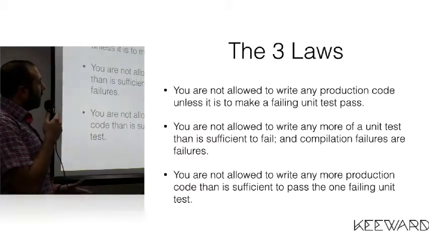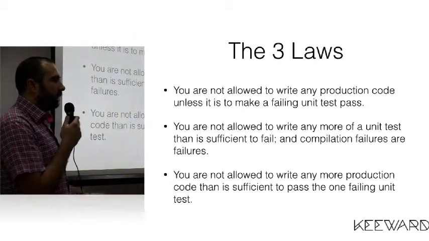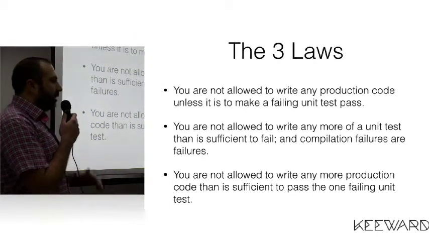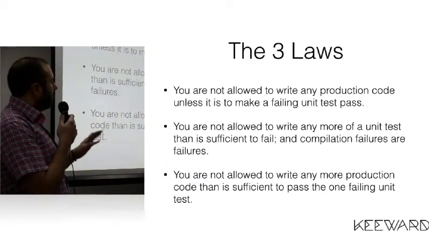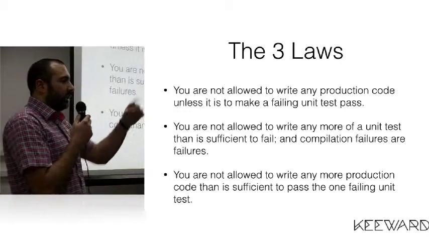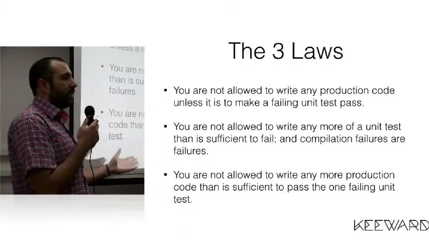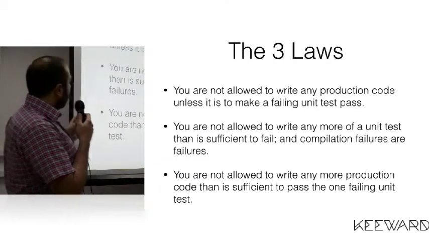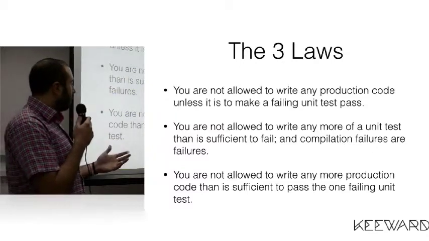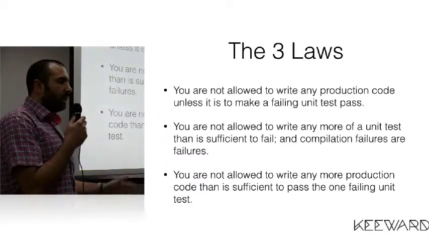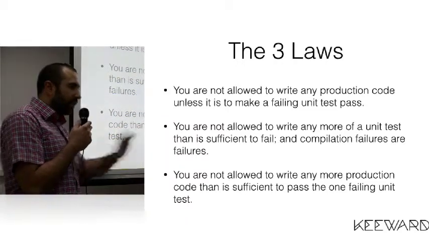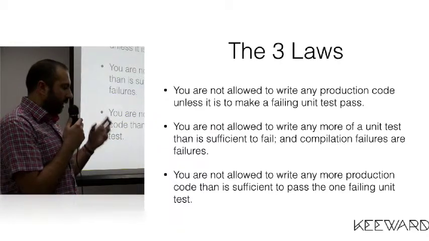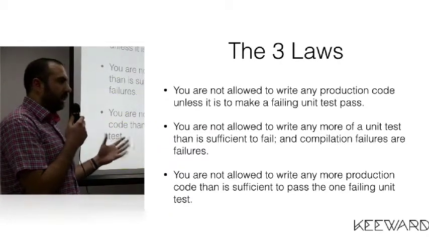You're not allowed to write production code unless you make a failing unit test first. You're not allowed to write any more code than is sufficient to make the test fail. And compilation failures are failures. So if you just write a test that calls a function that doesn't exist, that is a failure. And then you're not allowed to write any more production code than is sufficient to make the test pass. So if it's enough to make the test pass to write the name of the function and return true, that's all you need to do. This is the core concept of TDD.